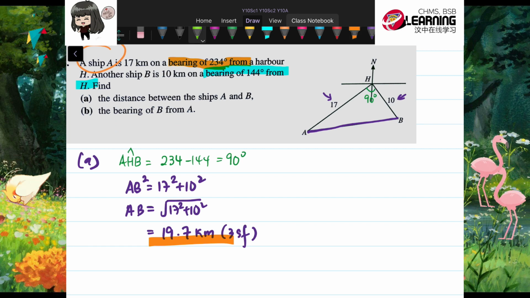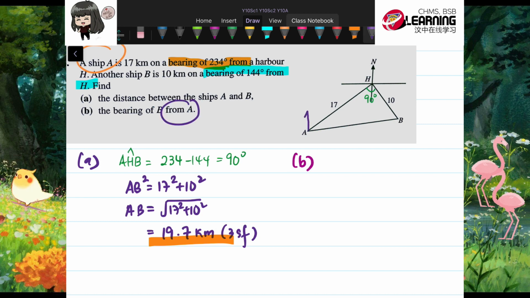Okay, so now let's look at part B. The bearing of B from A. So now we need to form a north from A here, and then we are gonna find the angle like this, to B. Okay, before we're gonna find this angle, what we need is this angle plus with this angle, then only we will get the bearing, right? Okay, so before that, what do we have? Okay, we do have 90 degree here.